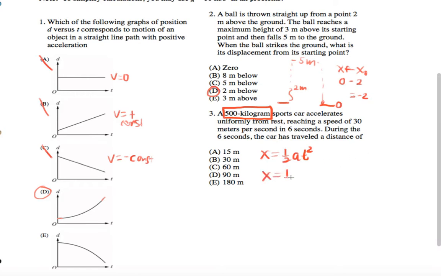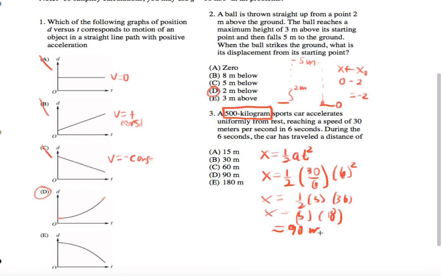So I have x equals 1/2. Now the acceleration, that's going to be the velocity divided by the time, times 6 squared. And so I'm going to end up actually getting 1/2 times 5 times 36, which is 5 times 18, which ends up being 90 meters worth of distance.